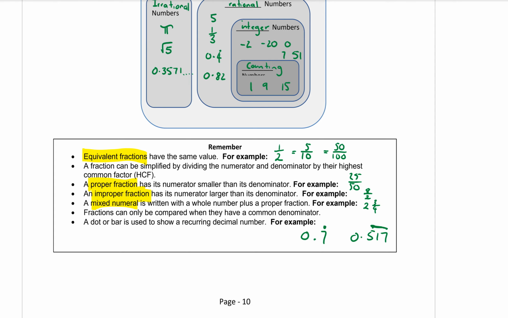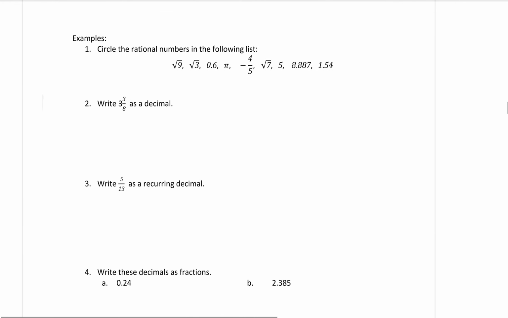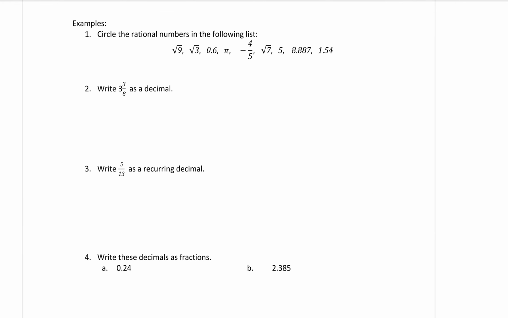Over here, examples. This is what you're going to have to do. Circle the rational numbers. All right, quick brain check time. What does rational mean again?